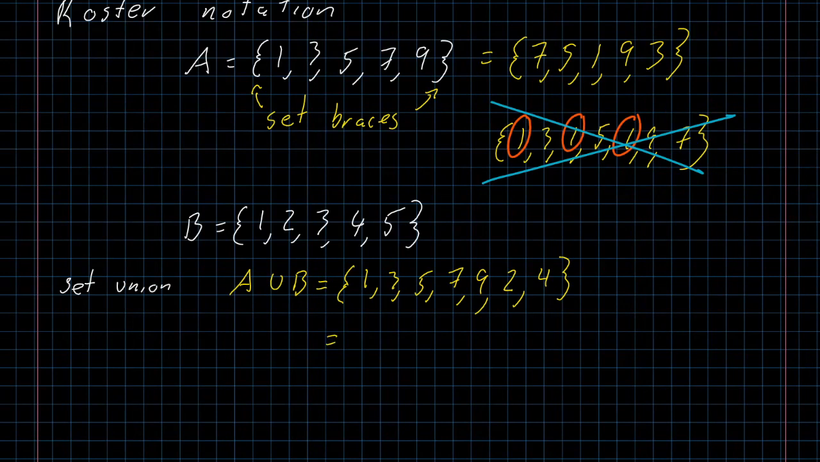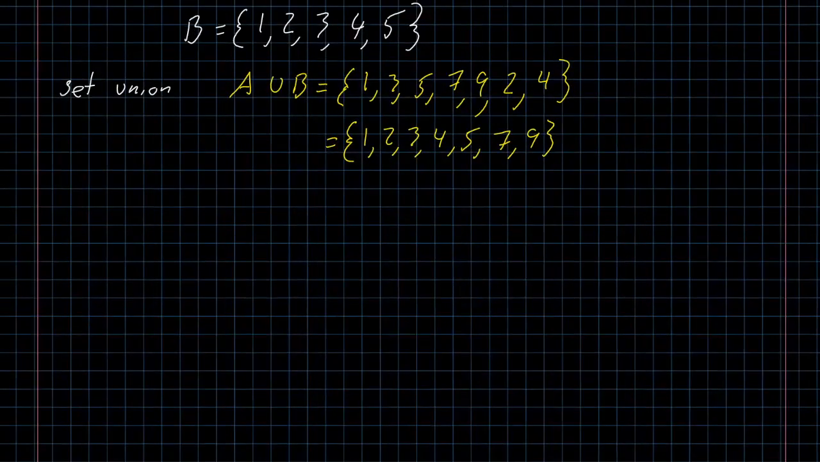Depending on what you're trying to do with this, it might be useful to write it in order. But again, those two are the same set, and there's nothing wrong with writing it in whatever order you'd like to. Other thing that we often do with sets is look for the overlap between them. We call that the set intersection.